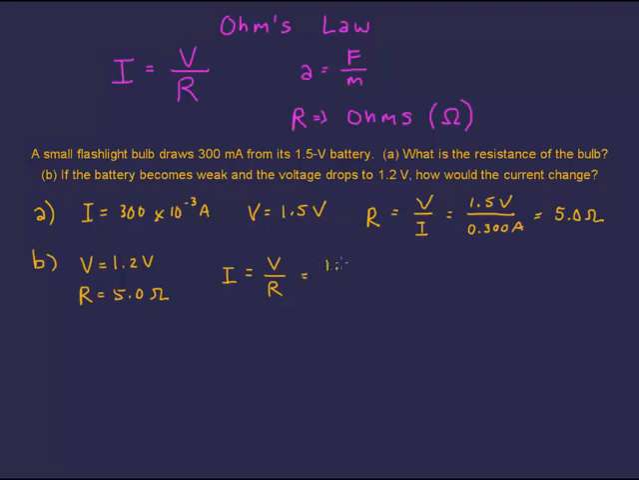So now we have 1.2 volts over 5 ohms, and we get 0.24 amperes, which is 240 milliamps. So what you can see is if the voltage drops, so does the current. That makes sense. Current is directly proportional to voltage.